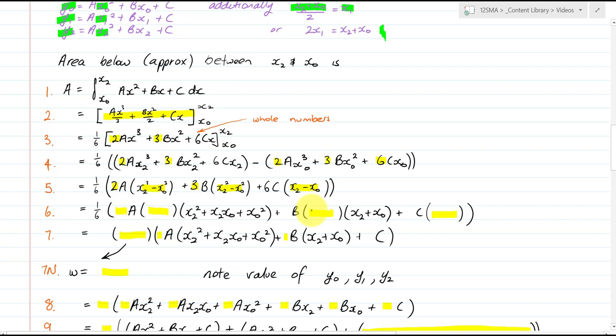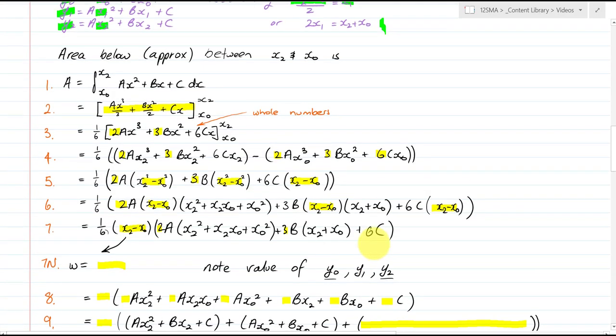And now I'm going to do some factorizing. It turns out that this is x2 minus x0 times this stuff. You're not really expected to know that cubic factorization, but it's true, believe it or not. And I've still got a 2 there, and I've still got a 3 here. And it turns out that this is x2 minus x0 times x2 plus x0. You know that, that's the difference of two squares. And I've still got a 6 here, and I've got x2 minus x0. So that means I can now take that x2 minus x0 out the front as a common factor, leaving me with a times that, so it's 2a, 3b times that, and 6c.